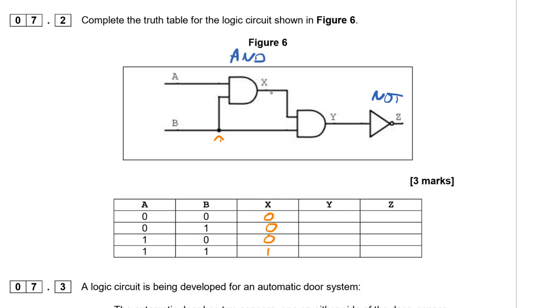Then we have X and Y, or we need to work out what Y is. So we have the output of X and the input of B here, so we need to look at X and B. So X and B are both 0 here, so for AND gates both are going to be 0, and the same here, both sides aren't 1, but at the bottom here both sides are 1, so we get 1 outputted at Y. And now we have an inverter or a NOT gate which just does the opposite, so 0 becomes 1 and 1 becomes 0, and that's our output.